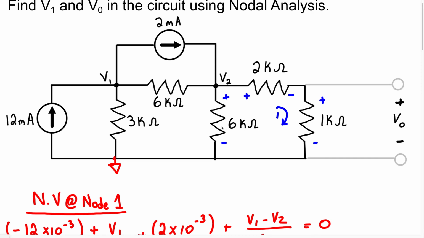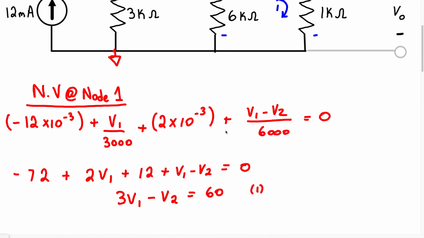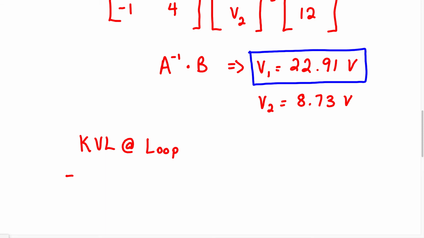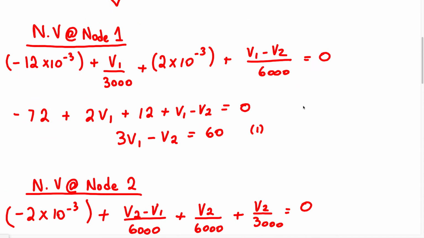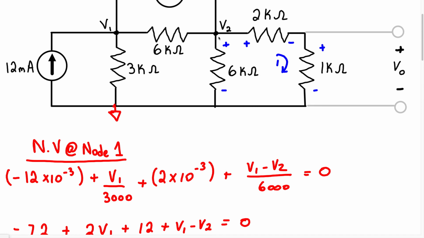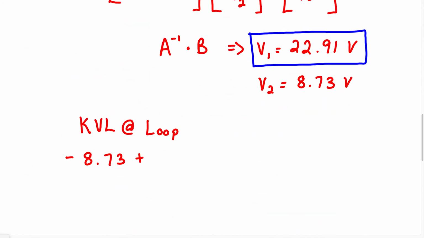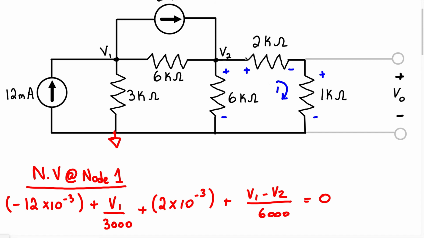So we know that's going to be negative. We just found V2, 8.73. So let's write this as KVL at loop 1. So we're going to have negative 8.73 when we walk around this resistor. Now when we come up here, we're going to be entering the positive terminal. So that's going to be plus the voltage across this resistor.